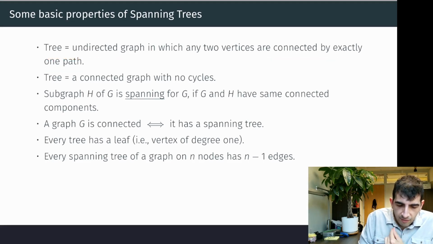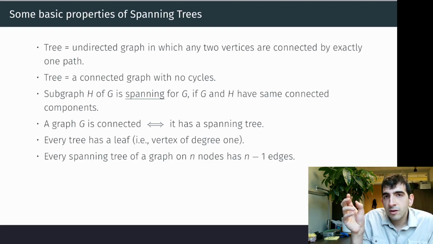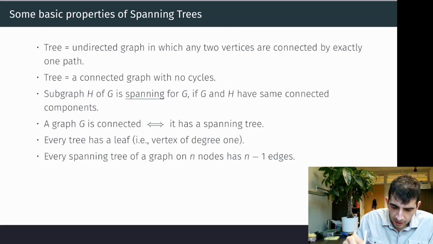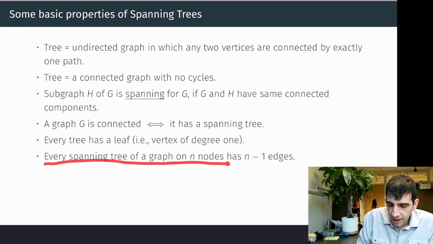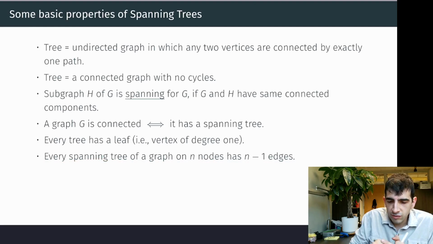And if a graph is connected, it has a spanning tree, i.e., it has a tree with the same number of connected components, and it has a tree with one connected component, and that is a tree with no cycles. And every tree has a leaf, i.e., a vertex where the branch ends, a vertex with a degree of 1. And every spanning tree on a graph with n nodes has n minus 1 edges, as we went through just now.